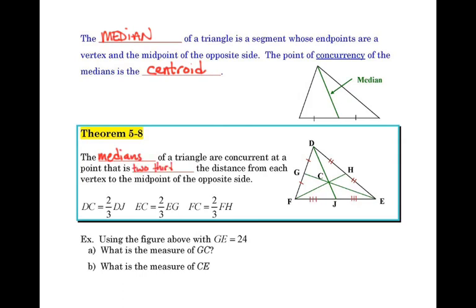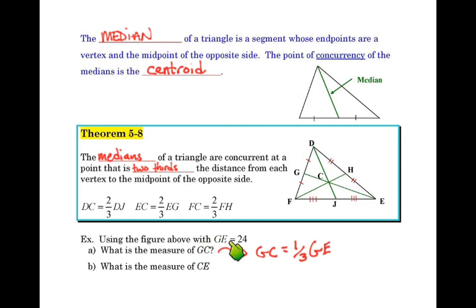The medians of a triangle are concurrent at a point 2/3 the distance from each vertex to the opposite side. Now this is a little bit tricky, so we want to make sure that we do this the right way. If I look at this, from D to C is 2/3 the distance. From E to C is 2/3, and from F to C is 2/3. So the key is that the 2/3 starts with the vertex and goes to the centroid. It doesn't start with the midpoint. If we set that up carefully, then we'll be able to solve these pretty easily.